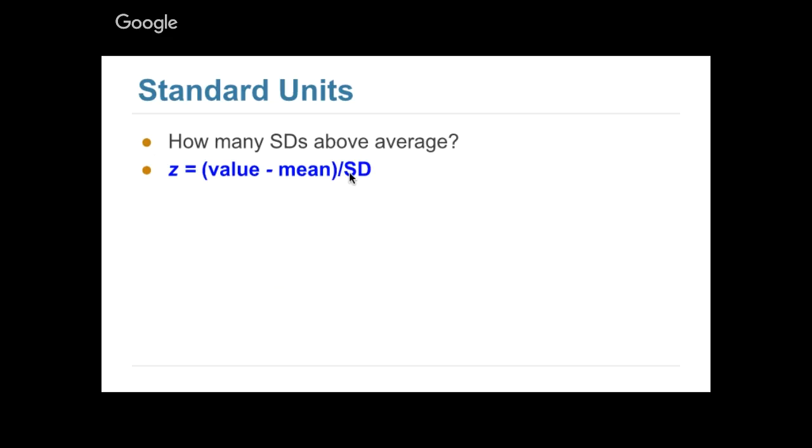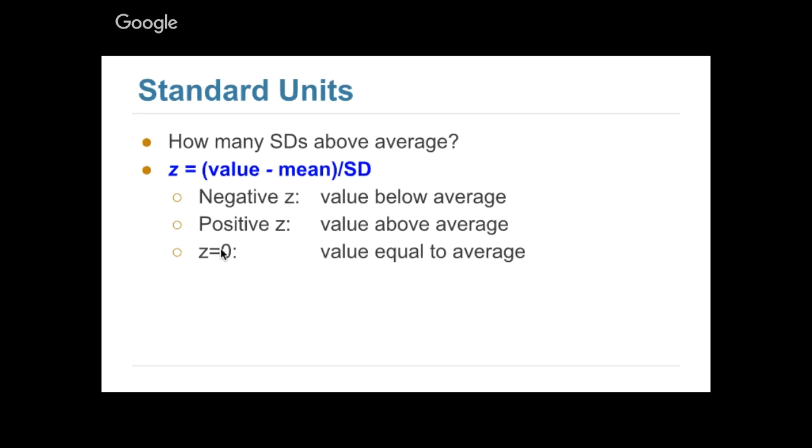Okay, so this z is just convention. I don't know if it means anything, but the z is what we traditionally use to say standard units. It translates to how many standard deviations away from the average you are. If you have a negative z, that means you are below the average. Positive z, you got a value above the average. And if you're at z equals 0, then you have exactly the average of your data.